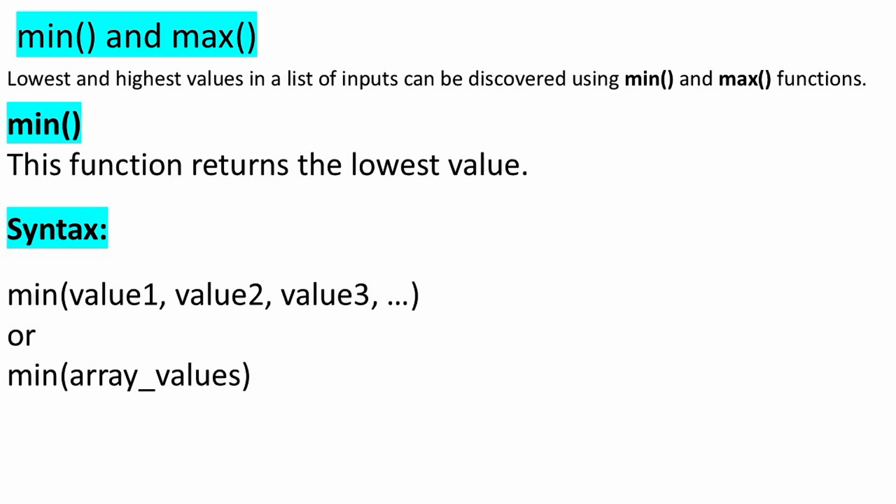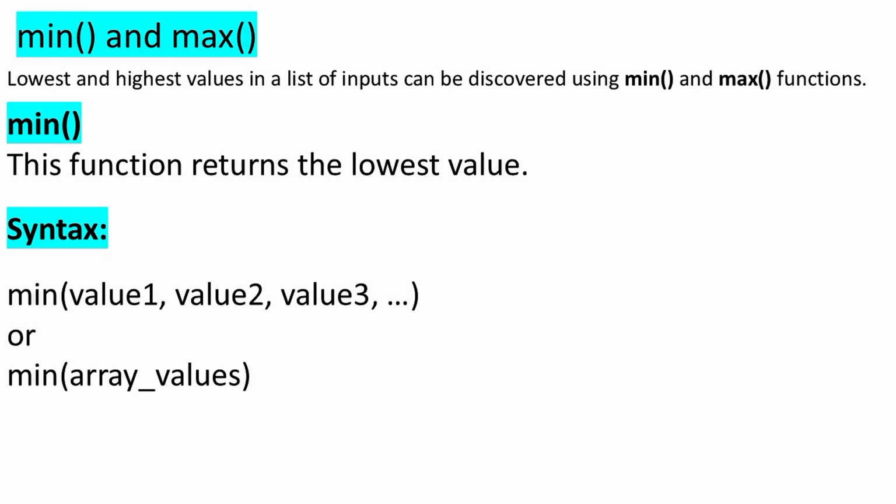The syntax of the min function is very simple. You can write it in two ways, either by passing individual numbers like this, min(value1, value2, value3), or by passing an array containing several values, like this, min(array values). This flexibility makes the min function very useful, especially when working with arrays of numbers such as exam scores, product prices, or statistical data. PHP automatically scans all the values and gives you the smallest one instantly.